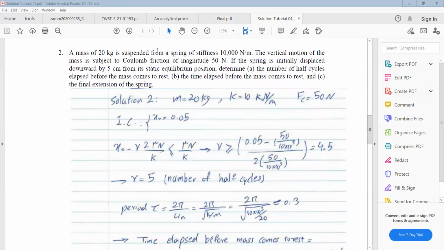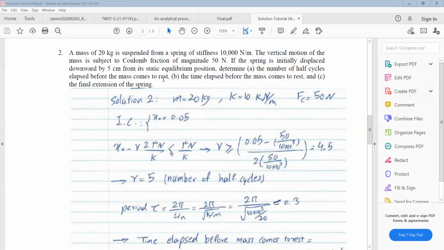The next problem, a mass of 20 kilogram is suspended from a spring of stiffness 10,000 Newton per meter. The vertical motion of the mass is subject to Coulomb friction of magnitude 50 Newton. If the spring is initially displaced downward by 5 centimeter from its static equilibrium position, determine part A, the number of half cycles elapsed before the mass comes to rest, and part B, the time elapsed before the mass comes to rest, and part C, the final extension of the spring.